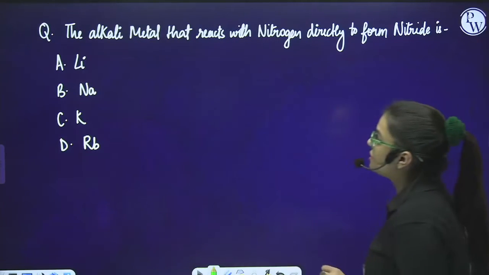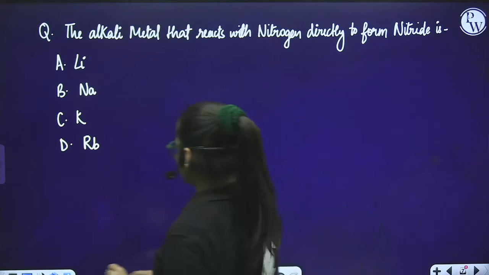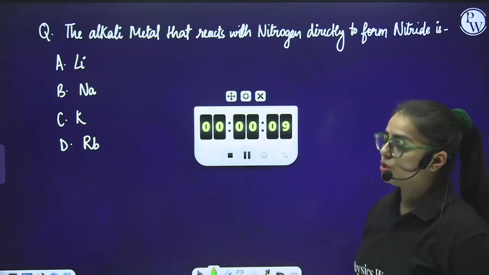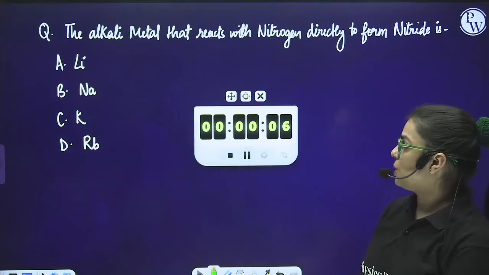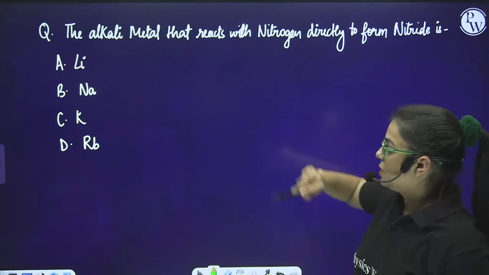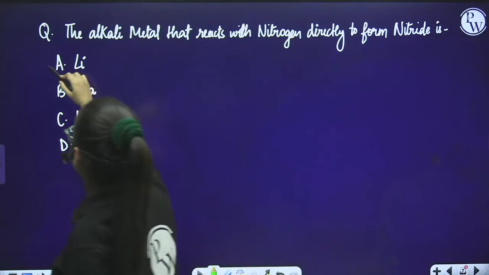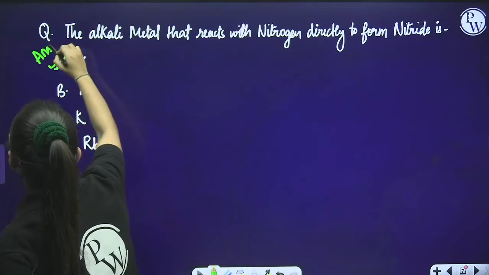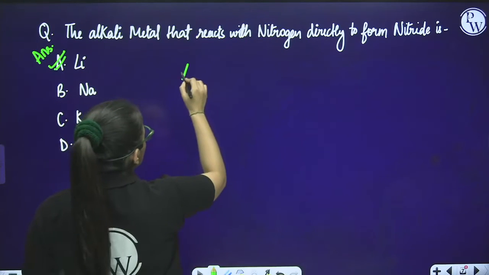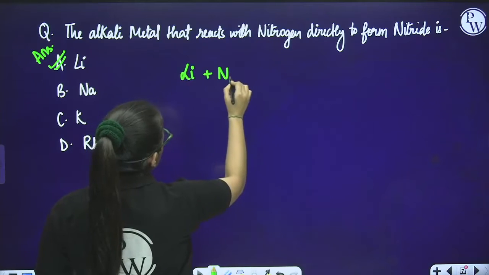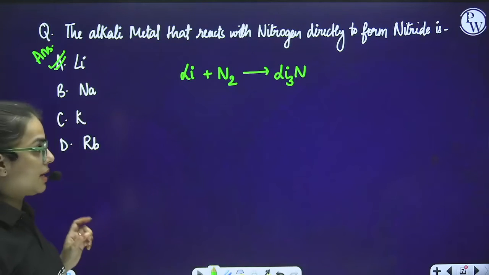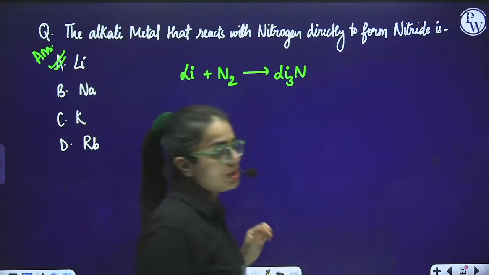The next question is: the alkali metal that reacts with nitrogen directly to form nitride is which of the following? You have 10 seconds for this particular question. So let me tell you, students, the answer is lithium. In the previous class, I mentioned this and told you to write down this key point: lithium is the only alkali metal that reacts with nitrogen and creates lithium nitride, Li3N. Clear, everyone? So the answer is going to be option number A.